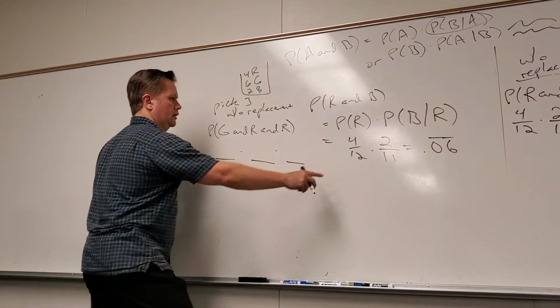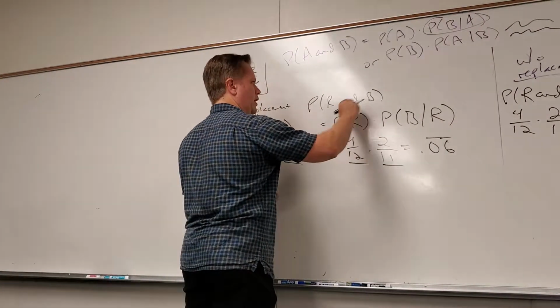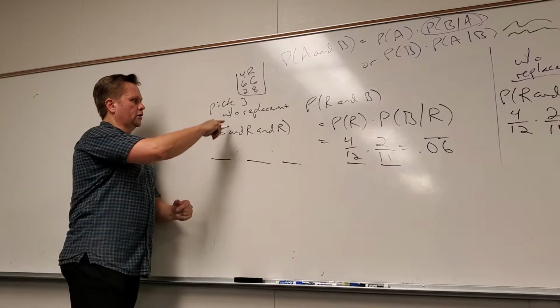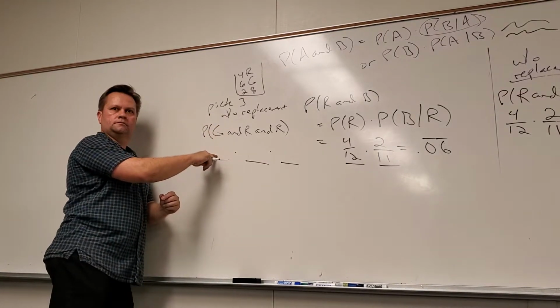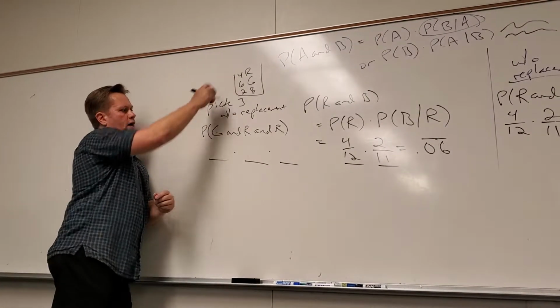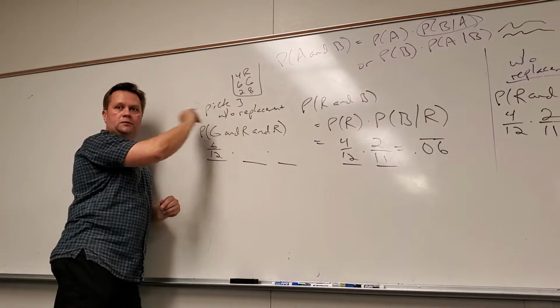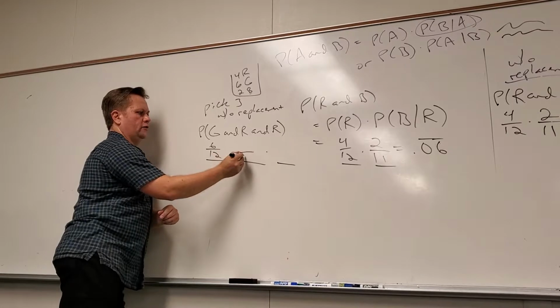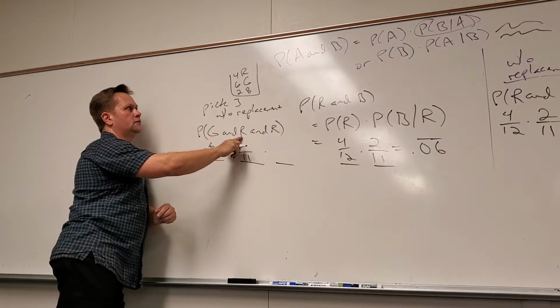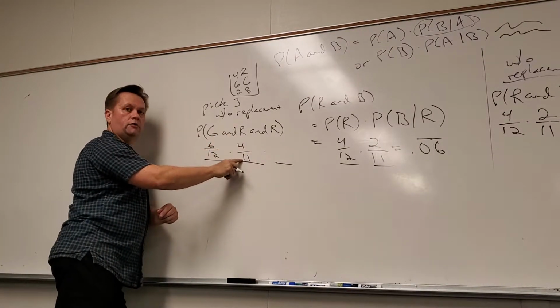To fill in. See here, I had 2 spots to fill in for red and then blue. So what goes in the first one for green? 6 out of 12. Without replacement. Throw it away. So now this one's going to be out of 11. And then how many red? 4. So I picked a red one.